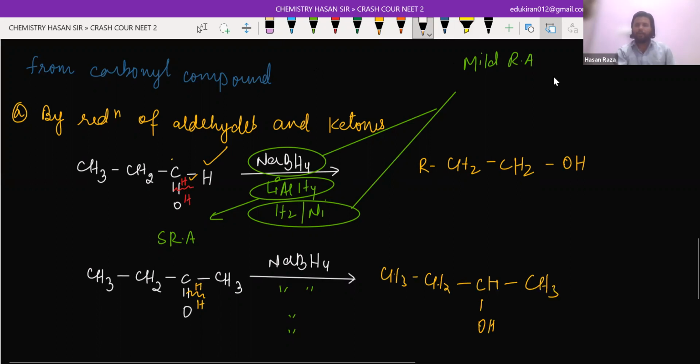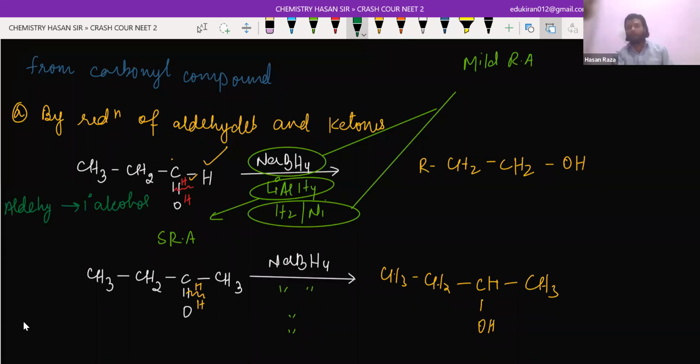So this is a very important point to remember: if you reduce an aldehyde, you will get a 1 degree alcohol. And if you reduce a ketone, you will get a 2 degree alcohol. This is very important. And vice versa. If you are reducing an aldehyde, you are getting a 1 degree alcohol.